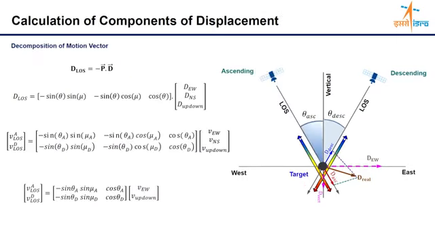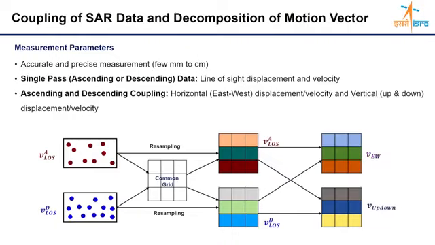And if you are sure the motion is not only in one plane or one direction, it is in all three directions, then in all three directions it is not possible, only two directions you can calculate, east-west and up and down. So that is only possible by combining the line of sight outputs of both the ascending and descending passes. Okay.